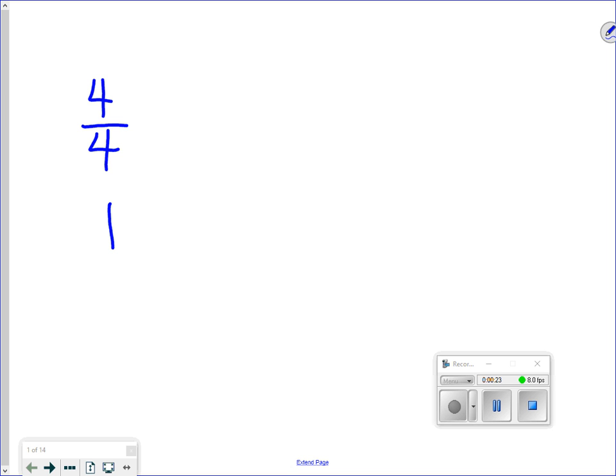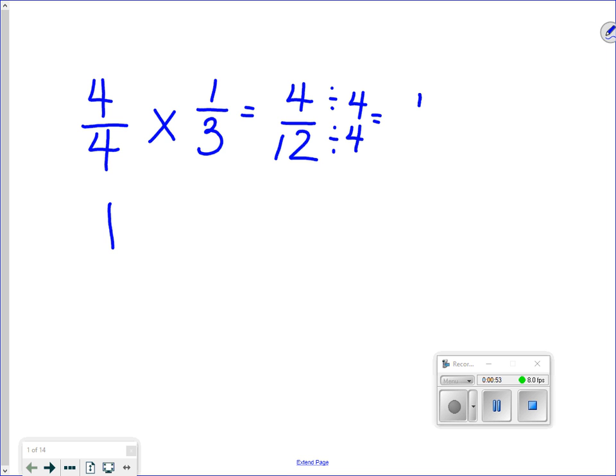So if you take 4/4 and you multiply it by 1/3, what are you going to get? So you would get 4/12, which is the same thing as, if I had to simplify this, you would get 1/3.